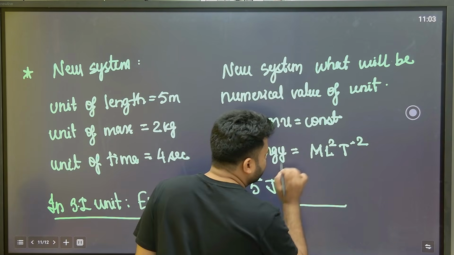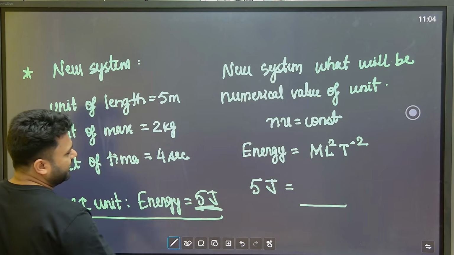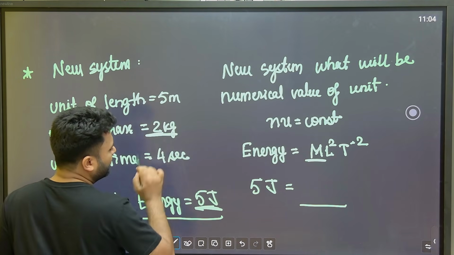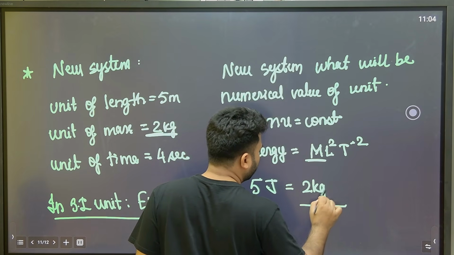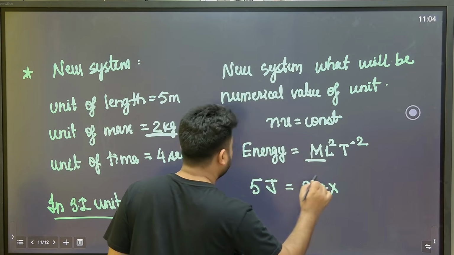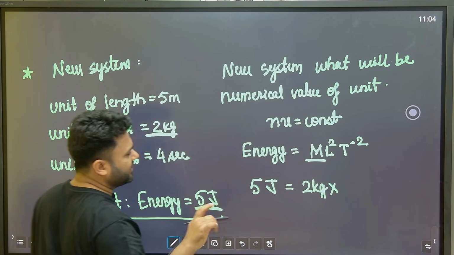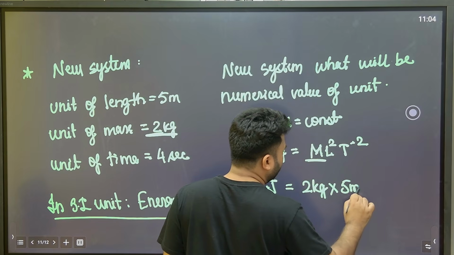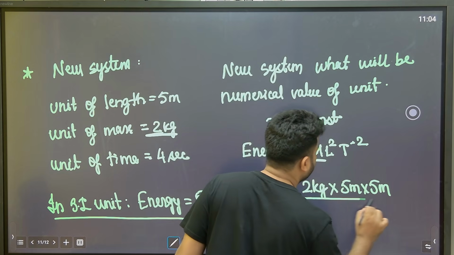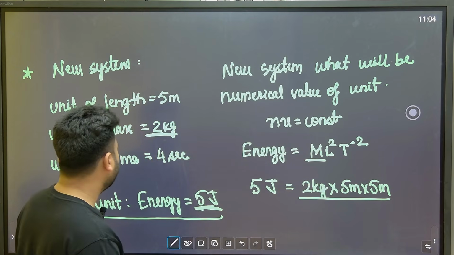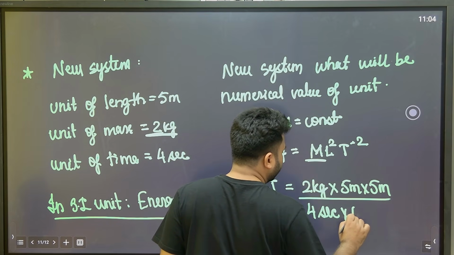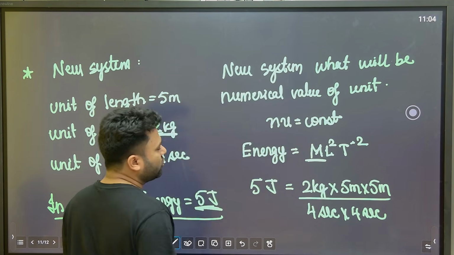See, mass. So you write unit of mass 2 kg. Correct? The length square. Unit of length is how much? 5 meter. It's square. So 5 meter into 5 meter. This will be length square, divided by T square. So unit of time is 4 second, so 4 second into 4 second. Now solve how much it is coming.